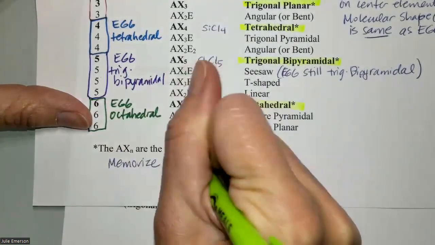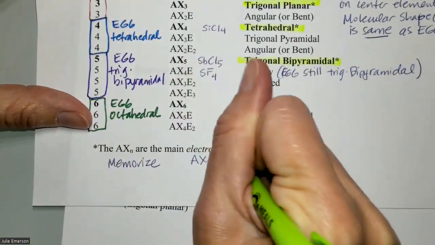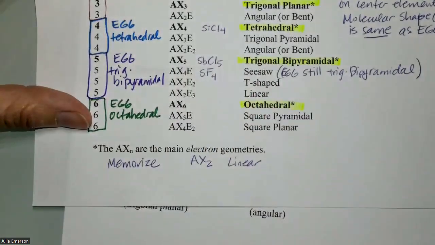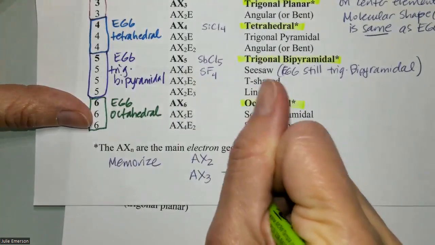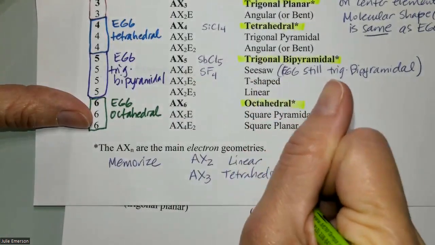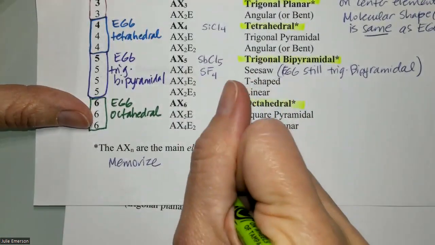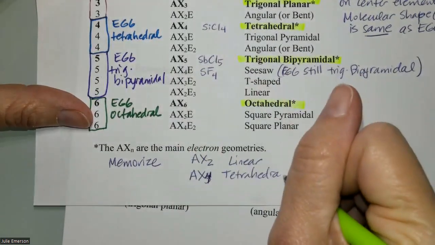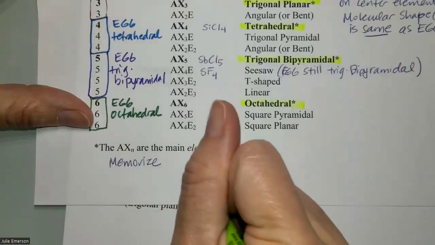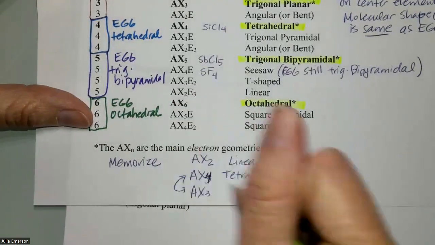Okay, so you memorize that AX2 is linear. That was the carbon dioxide example. AX3 is tetrahedral. Sorry, AX4. My brain and my hand are not working today. AX4 is tetrahedral. The AX3 is the trigonal planar.